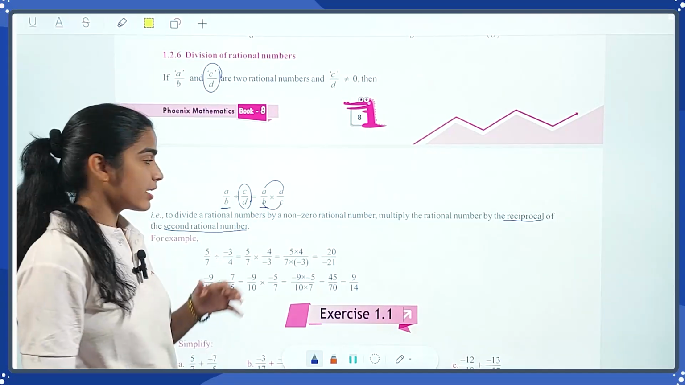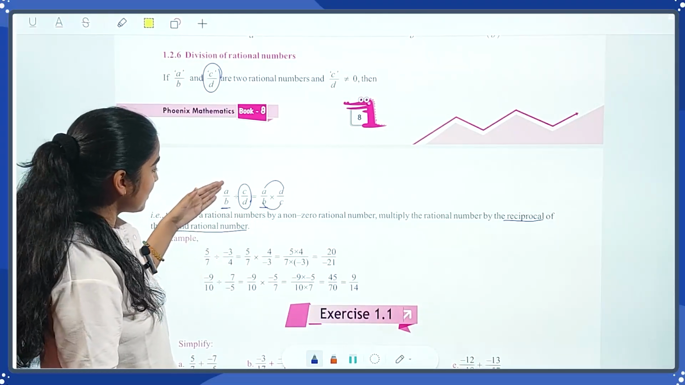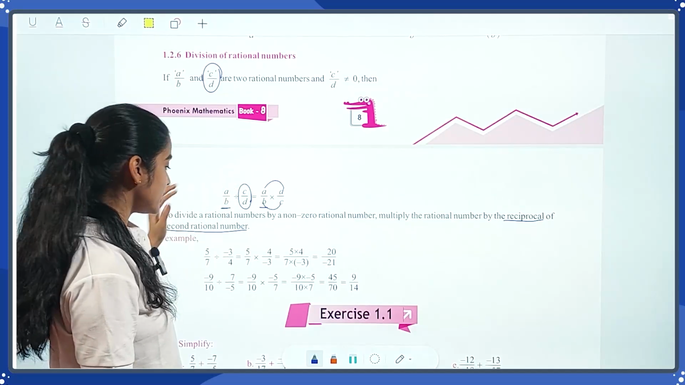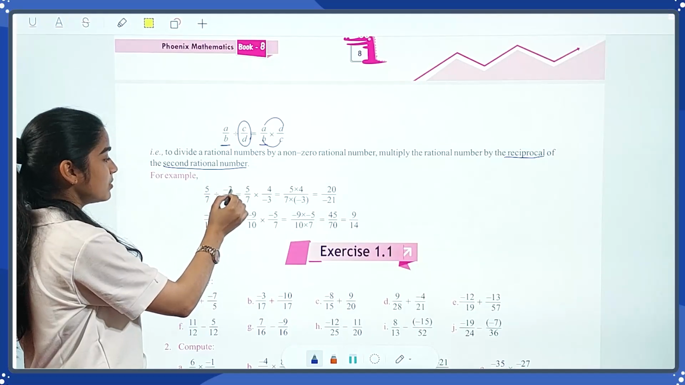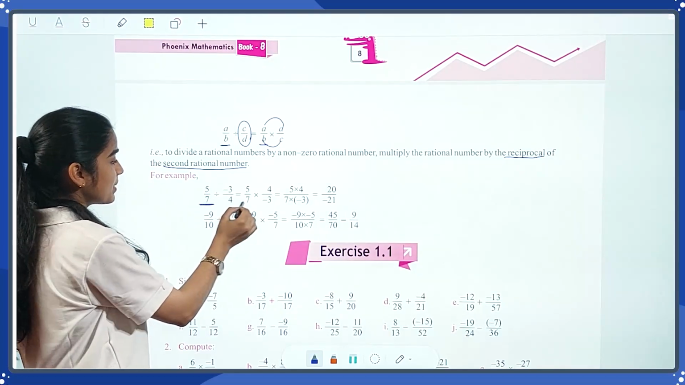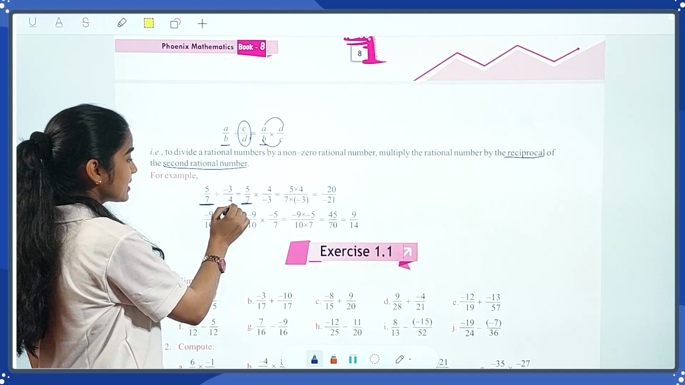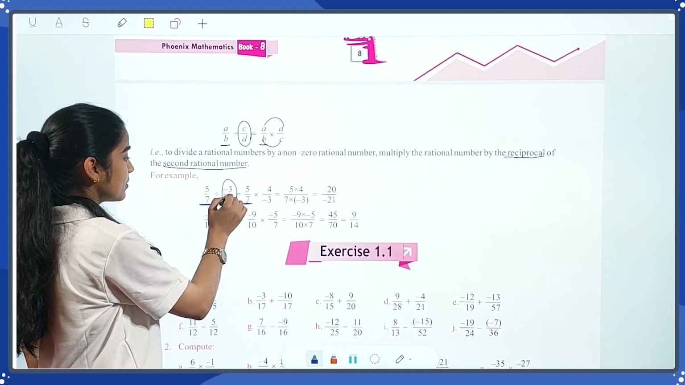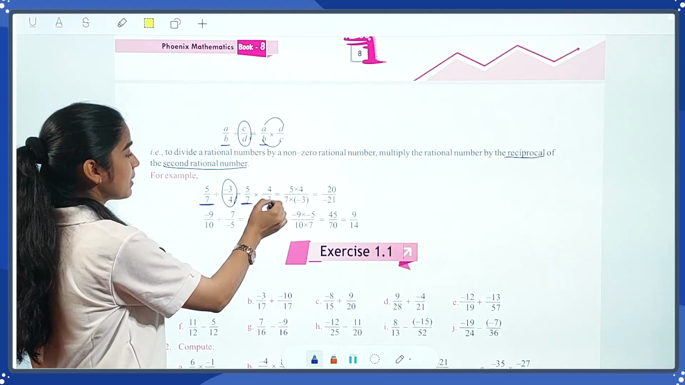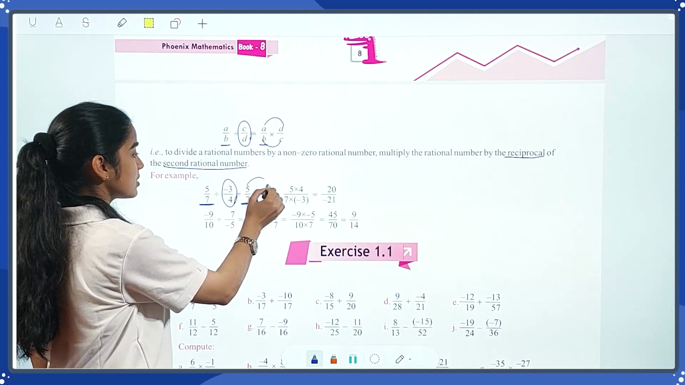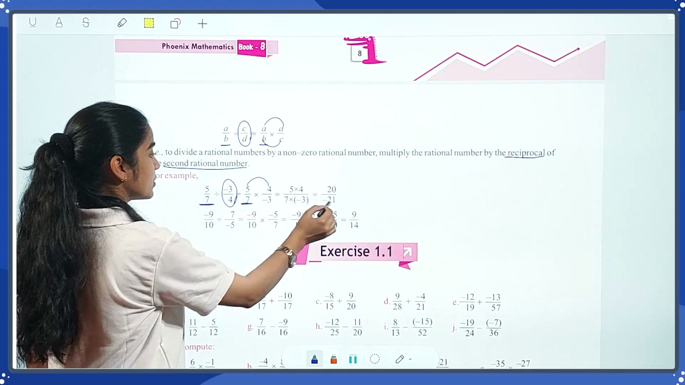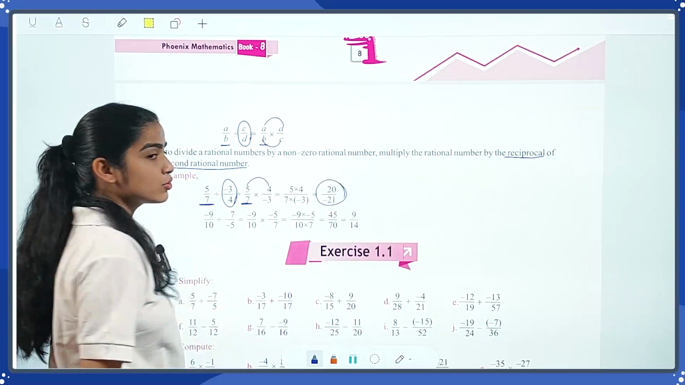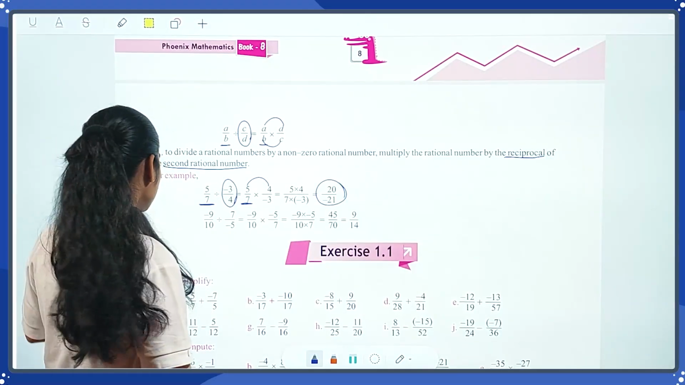The reciprocal of the second rational number is, if your number is c by d, the reciprocal is d by c. Next you have 5 by 7 divided by minus 3 by 4. So the first number will remain the same, and for the second number, the reciprocal of minus 3 by 4 is 4 by minus 3. Now just multiply directly. 5 4s are 20 and 7 3s are 21. And here is your answer, 20 upon minus 21.